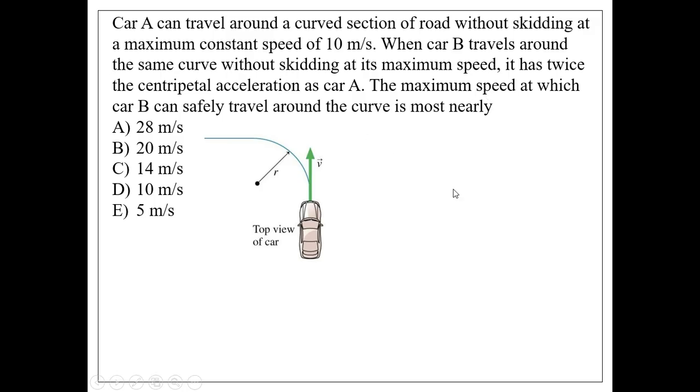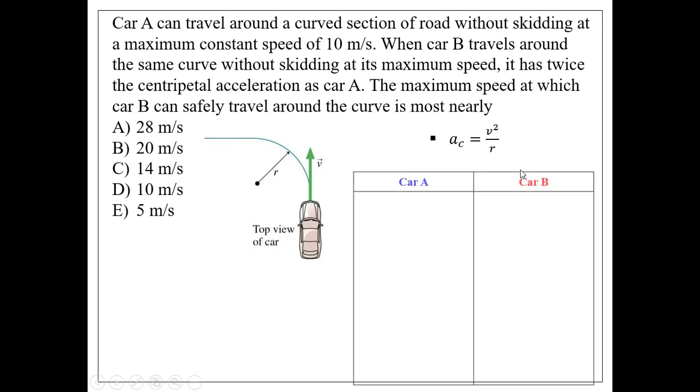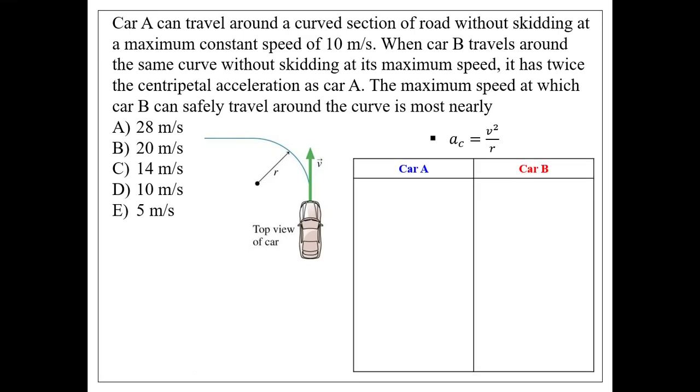So for this one, I'm just going to go ahead and crack this out. AC, once again, is v squared over r. I'm just going to apply this particular formula twice because it's asking for the speed of car B, and it gives you the acceleration of car B in terms of A. So I'm just going to set this grid up. I have car A, car B. I'm just going to stick with information that I know. Well, the centripetal acceleration for car A is 10 squared divided by r. It's 10 because the problem gives you the speed of car A.